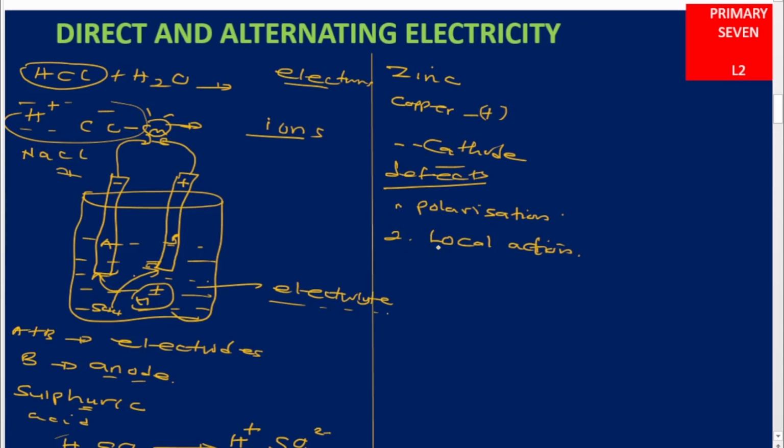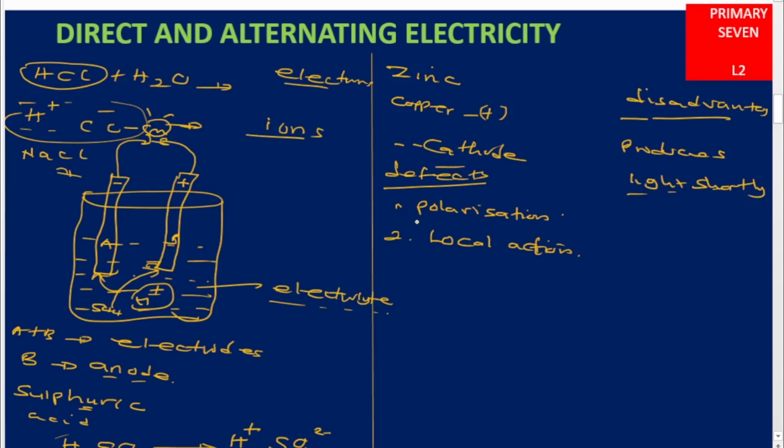Now these two defects are going to make the disadvantage of using a wet cell. Let me write here the disadvantages. Now these ones are defects which are going to cause the disadvantage. Then the disadvantage of using this one is that it produces light shortly. Now they will ask you, why does it produce light shortly? Simply because there is polarization and local action.